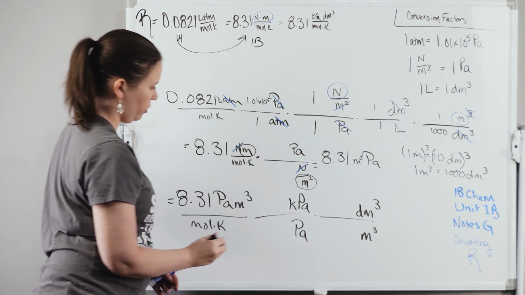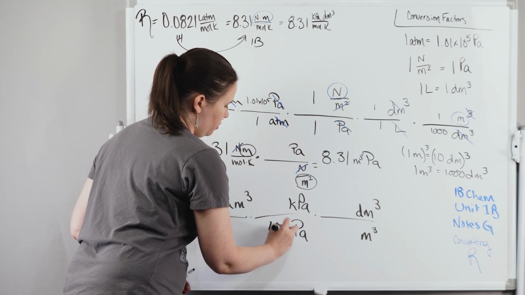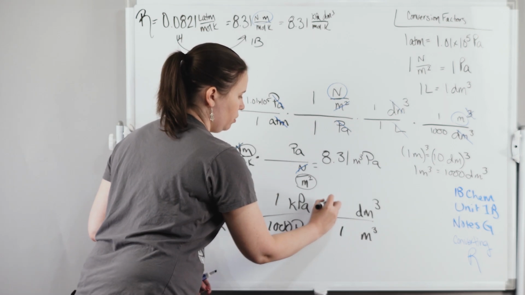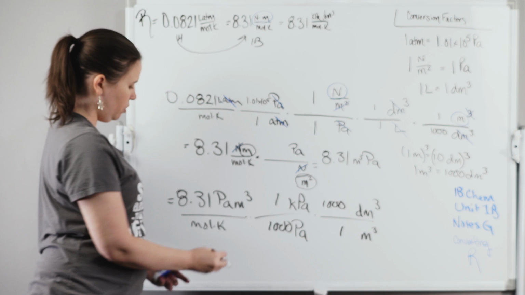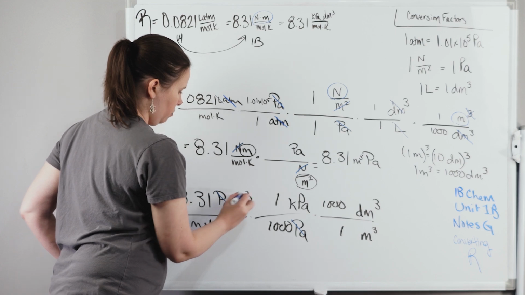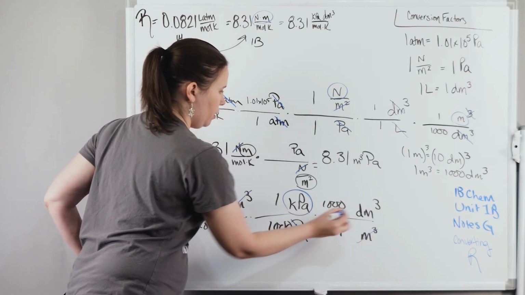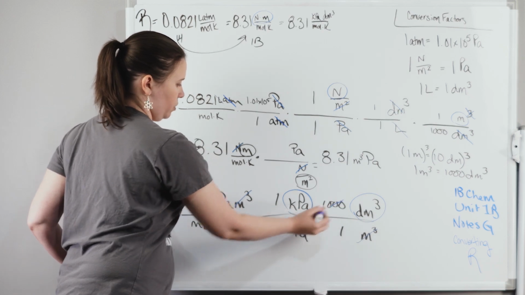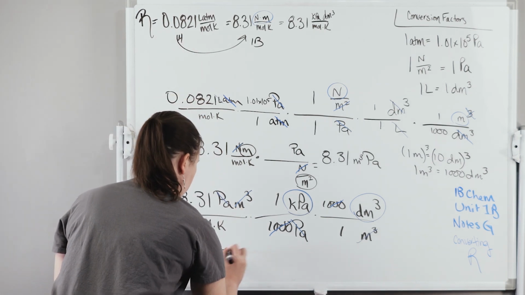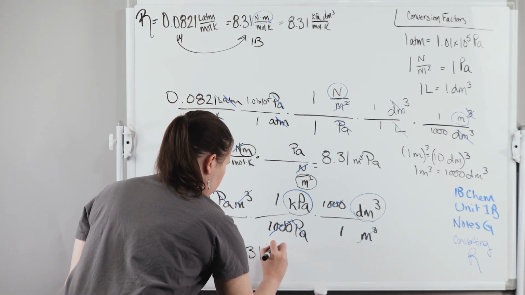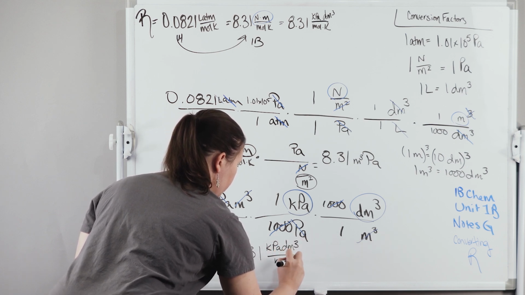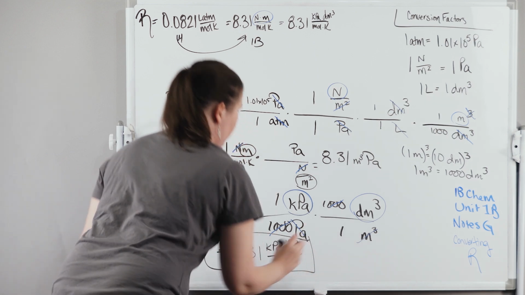Trying to make sure things cancel correctly. Now there are 1,000 pascals per kilopascal, and then like we looked at over here, 1 meter cubed would be equal to 1,000 decimeters cubed. So not only do my units cancel, Pascal and meters cubed, leaving kPa decimeters cubed, but the 1,000 also cancels. So it's the same number with these new units, 8.31 kPa dm cubed over mole K. And that's how you would convert.